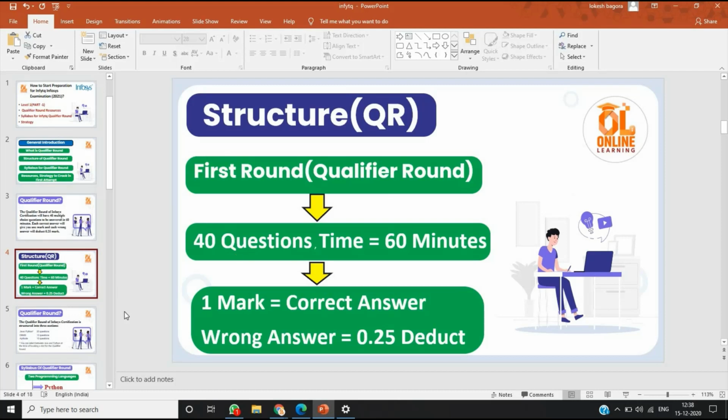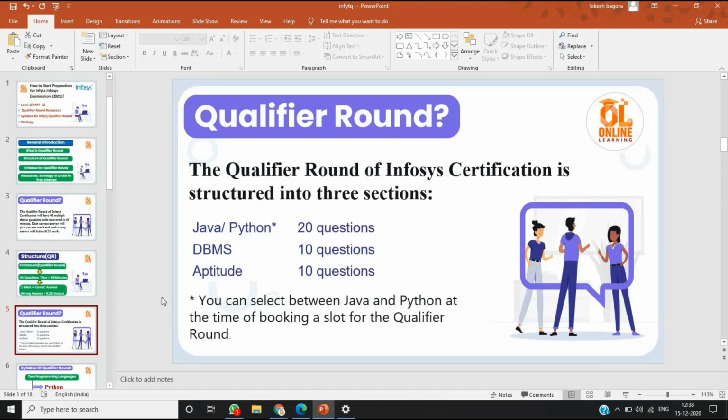So friends, before filling the form, you need to know some important points about the qualifier round, because we all need to know the structure, the pattern, and the questions: 20 questions of Java, DBMS, Aptitude. But we don't know the important point. Before filling the form or selecting slots for the qualifier round, you need to first register on Infytq. Soon I will make a video on how to register on Infytq without any error, because one mistake can cancel your registration. Yes friends.